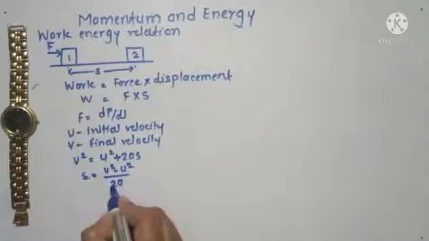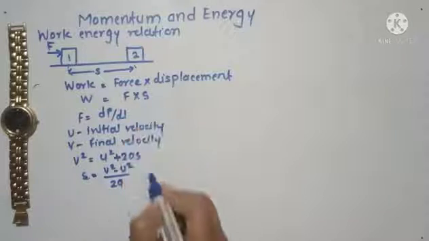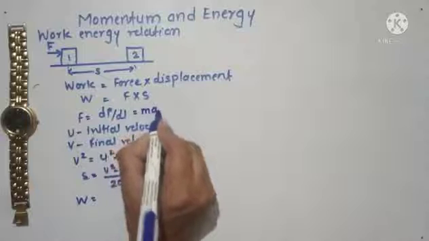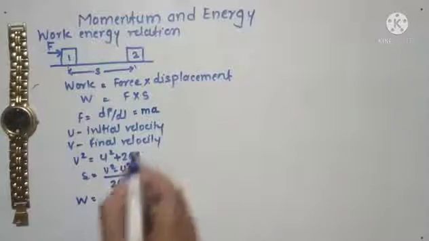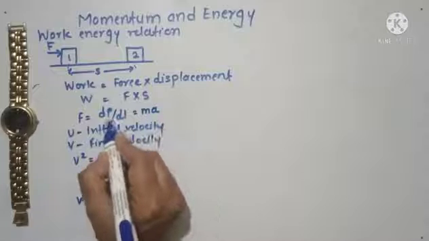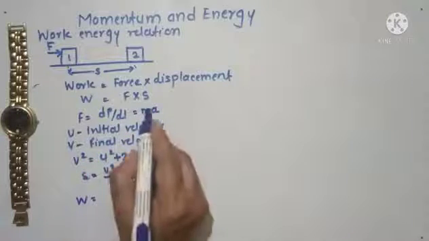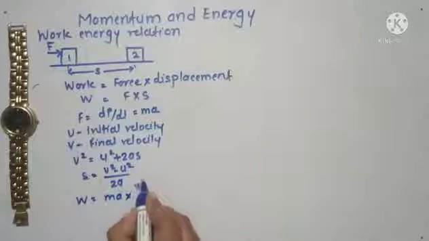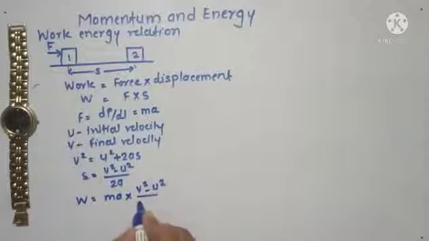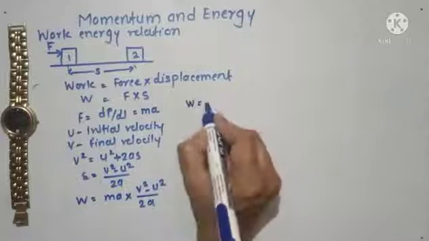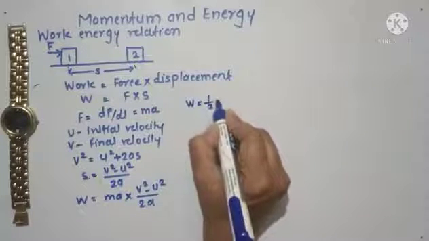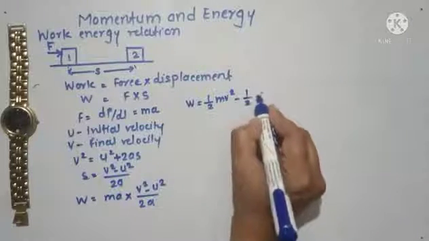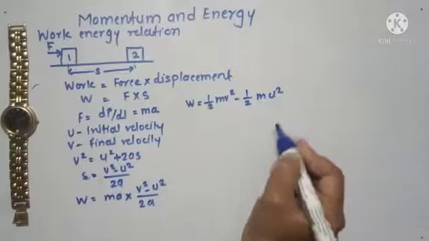Now let us put the value of this s into this equation. Another definition of the force is mass into acceleration. Therefore we have to put this value and not this value. Therefore W is equal to ma into the value of s, v square minus u square upon 2a, which is 1/2 m into v square minus 1/2 m into u square.